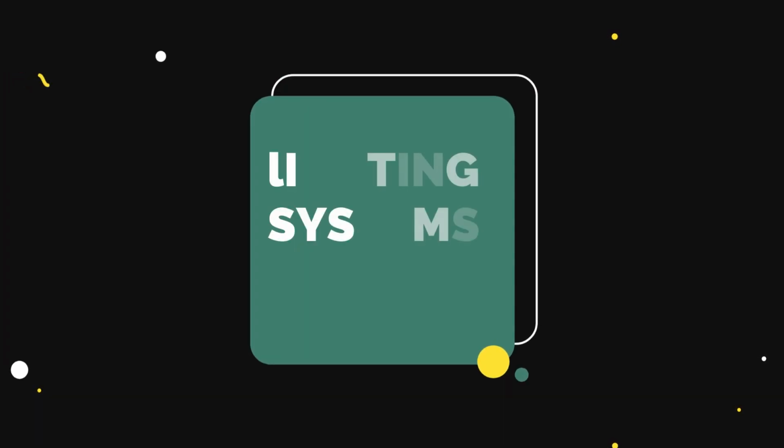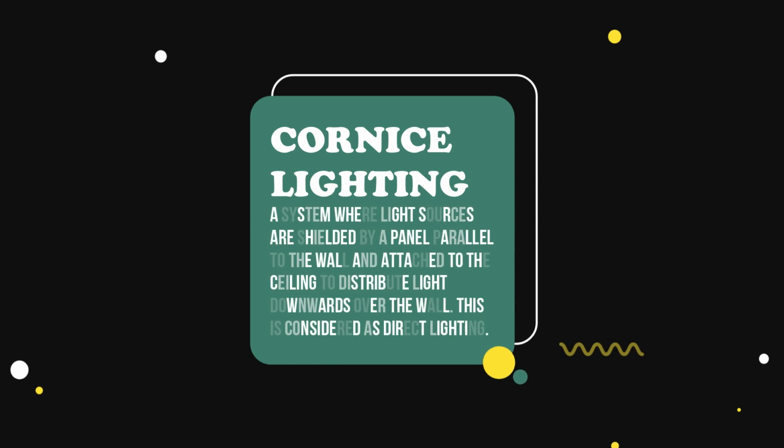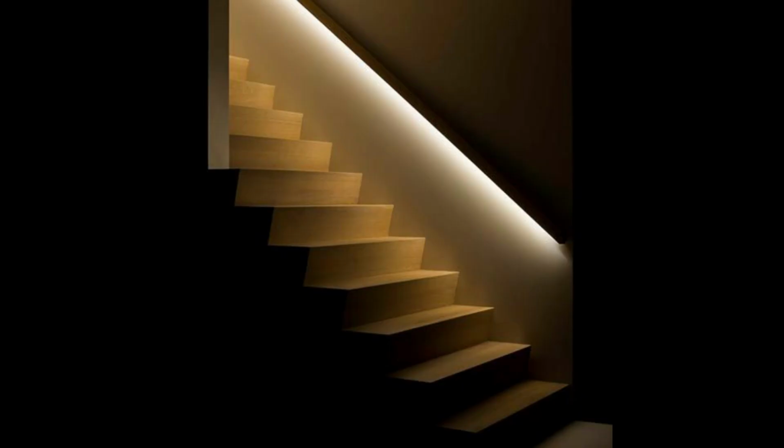Lighting systems. There are three types of lighting systems. First, cornice lighting, a system where light sources are shielded by a panel parallel to the wall and attached to the ceiling to distribute light downwards over the wall. This is considered direct lighting.